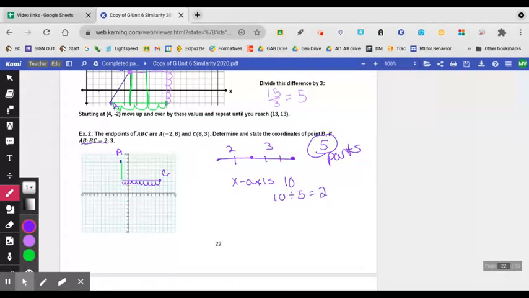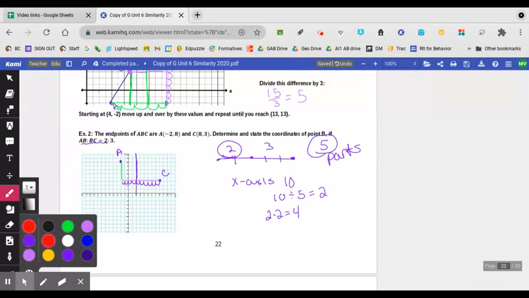Now I want 2 parts on the left. So I'm going to do 2 times 2, which gives me 4. So that means from A, I'm going to go over 4. 1, 2, 3, 4. And my point's going to be someplace on this line. Now I've got to figure out the vertical. So on the y-axis, I'll do it in red because you can see that better. I drop 1, 2, 3, 4, 5. So I do 5 divided by 5, which is 1.